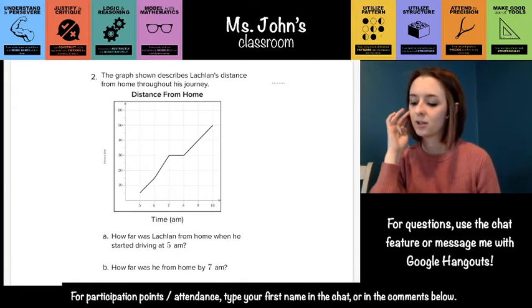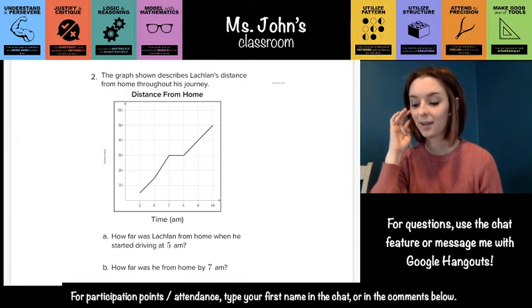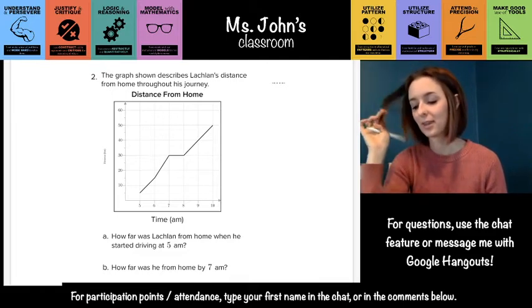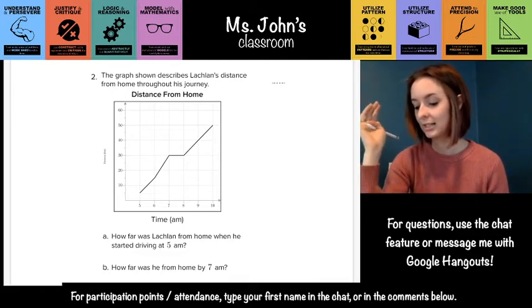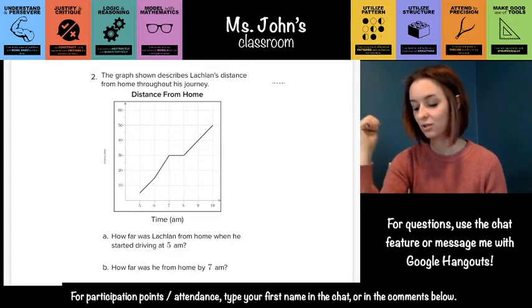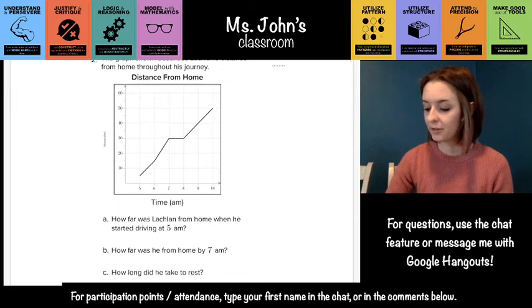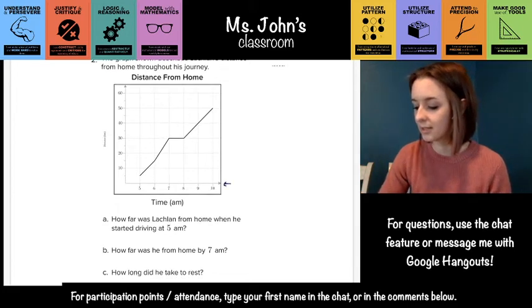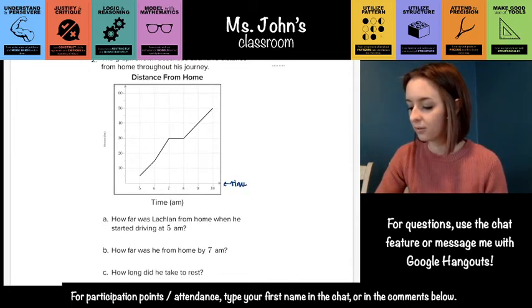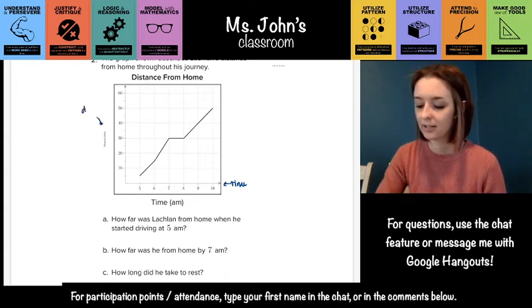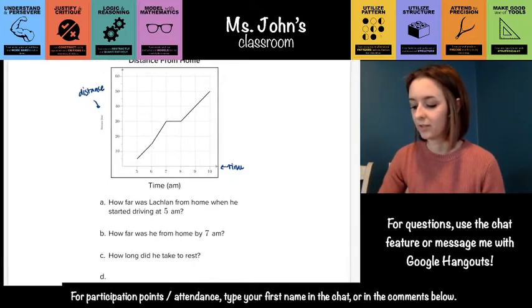Okay, number two. The graph shown describes Lechalon's distance from home throughout his journey. So this guy is on a journey. And I'm noticing that this horizontal axis is time, so that's how long it's taking him, and this is how far he is from home. So we have a bunch of questions.